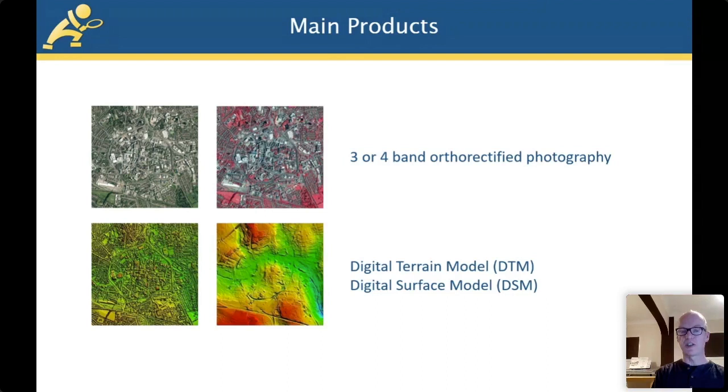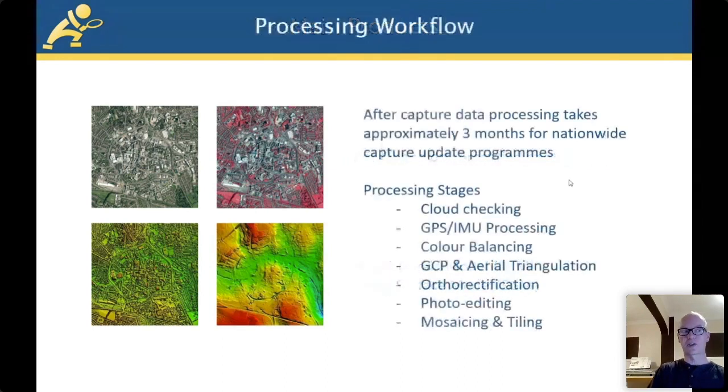So we can produce a digital surface model, which is a 3D model of the Earth's surface, and also a terrain model as well, which is derived from the DSM, which is actually a surface model with buildings and vegetation removed. So these are our key core products.